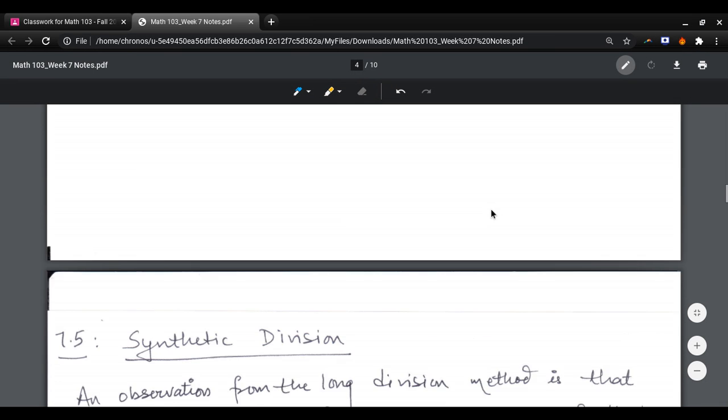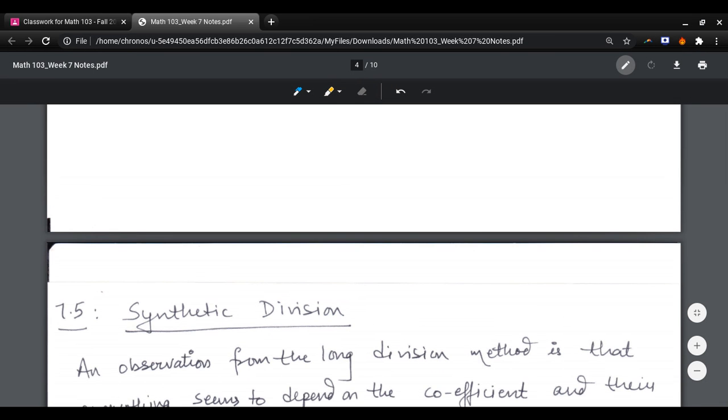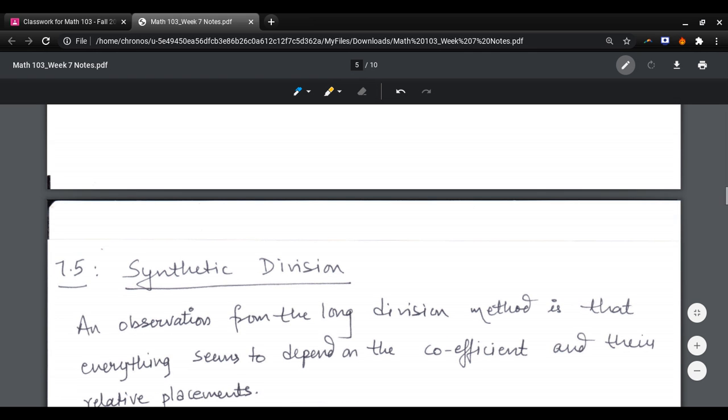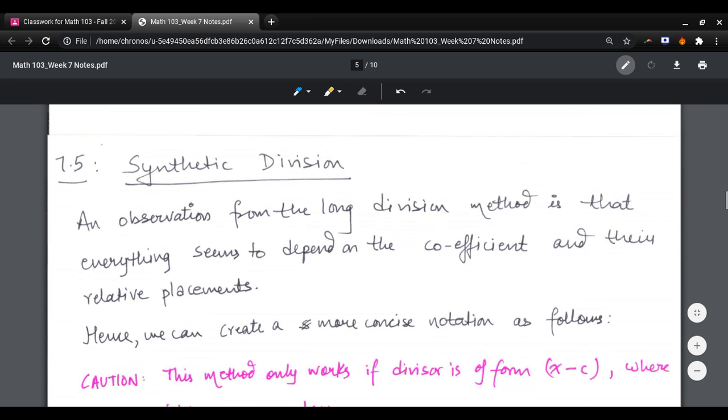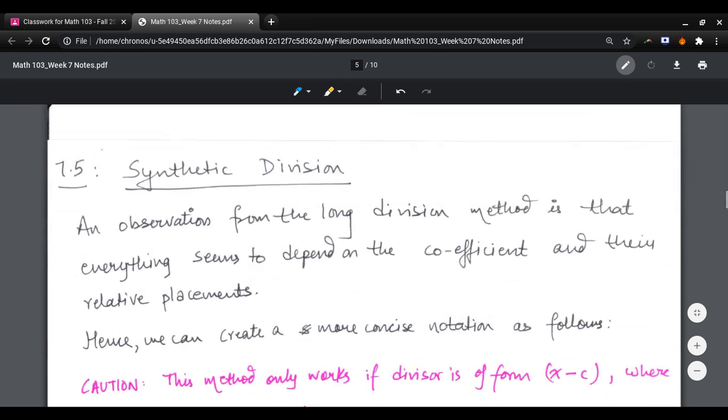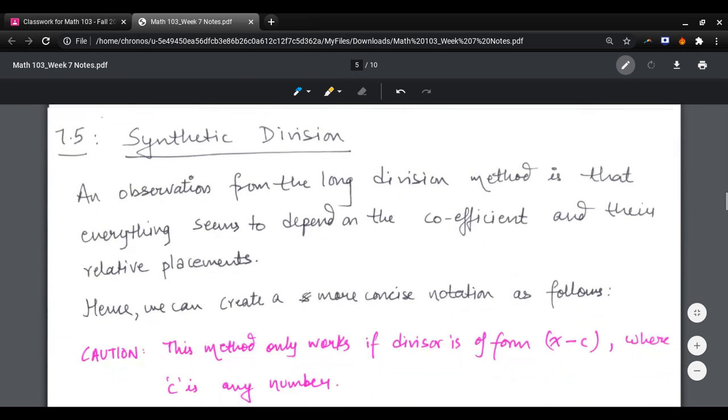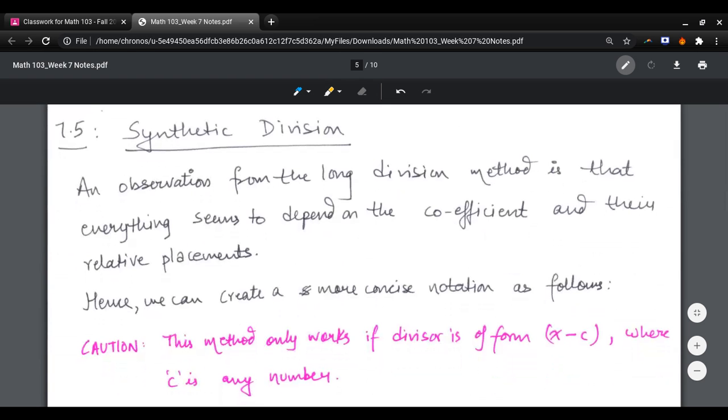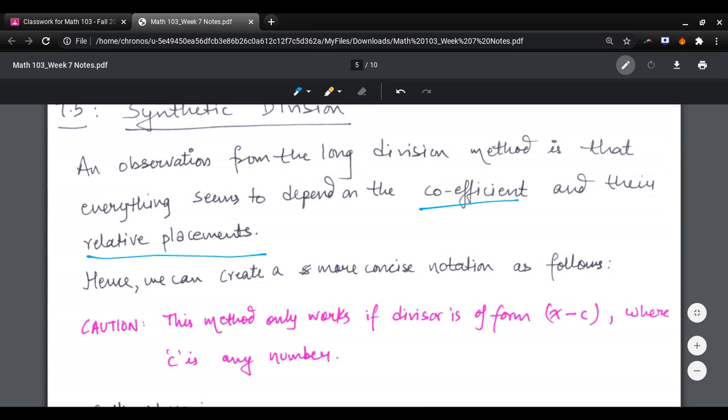Okay, so far we've looked at polynomial division using a method called long division because it's lengthy, we are writing all the terms. But it turns out that there is a shortcut for certain scenarios. Now an observation from the long division method is that everything depends on the coefficients and their relative placements. Recall how in the last example from the previous video, I placed a 0x squared to keep the placements correct. So we can create a more concise notation as follows.